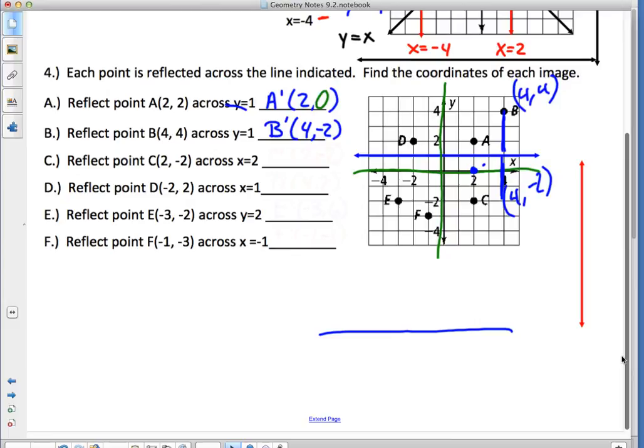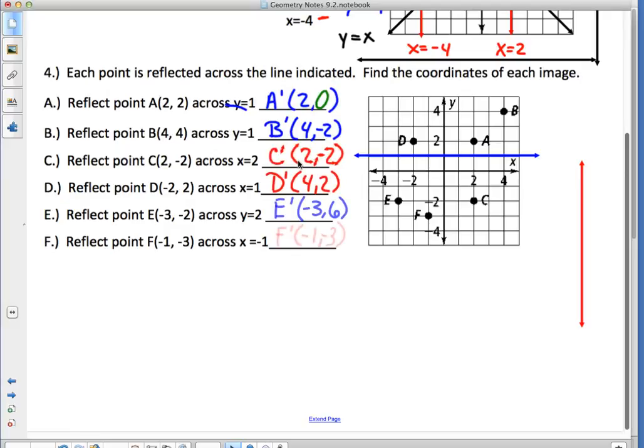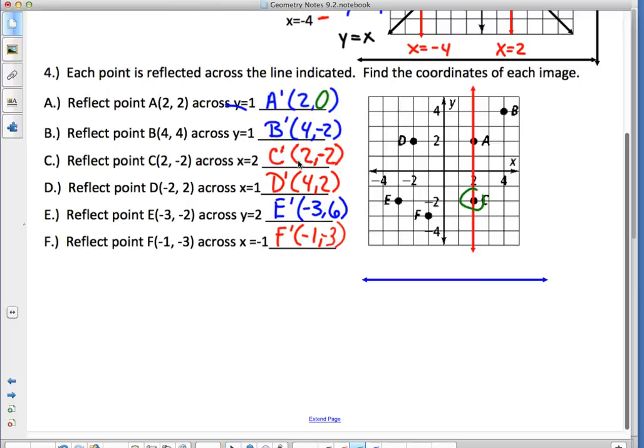So now, do C, D, E, and F, please. Pay attention to which line you're writing in there. Go. Okay, so here we go. Let's check them. Are you okay? Good, bad, or ugly? Explanation. Reflection over x equals 2. X equals 2 is this one right here. Since C is on the line, it doesn't go anywhere. It's 2, -2.